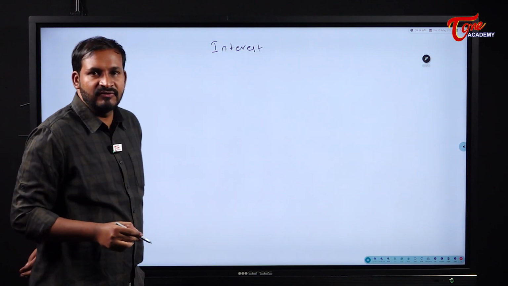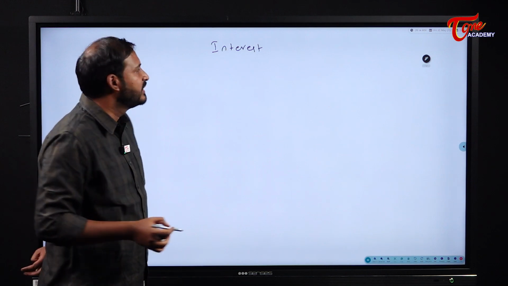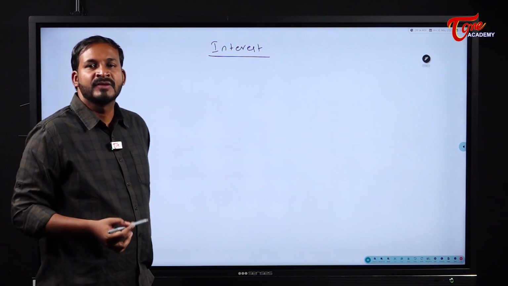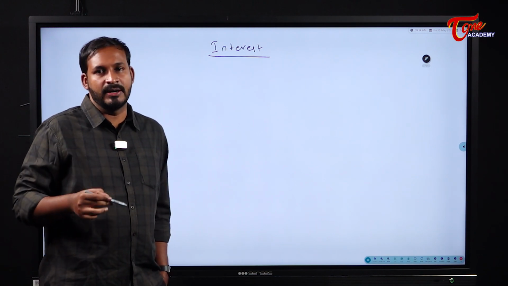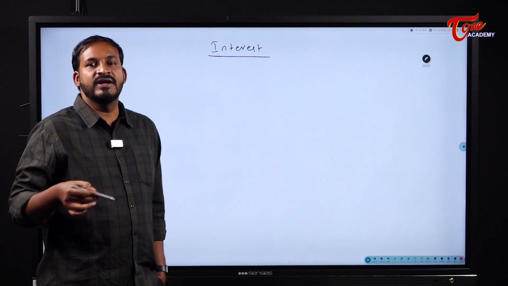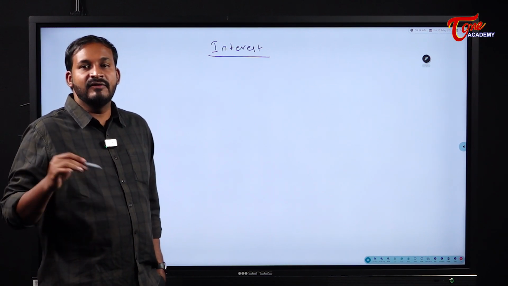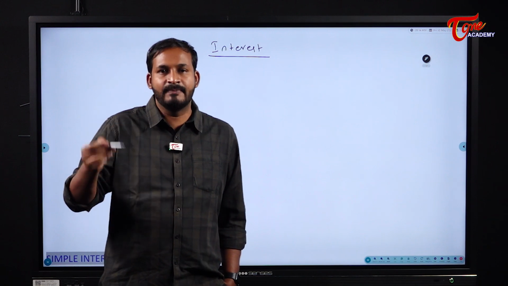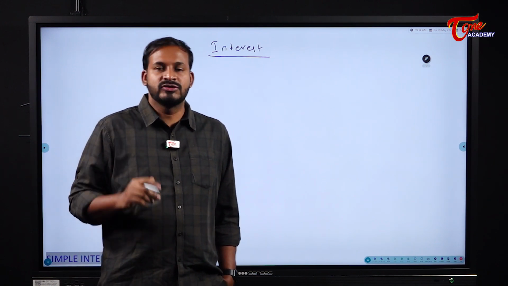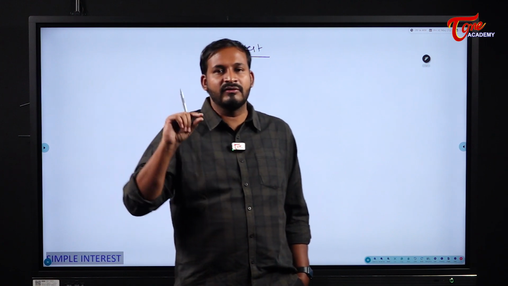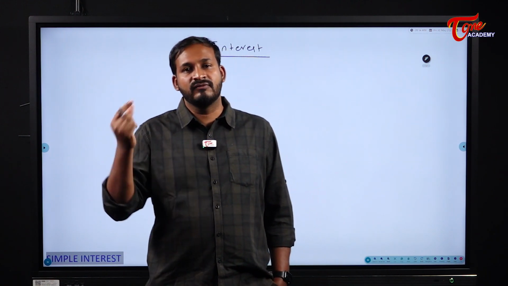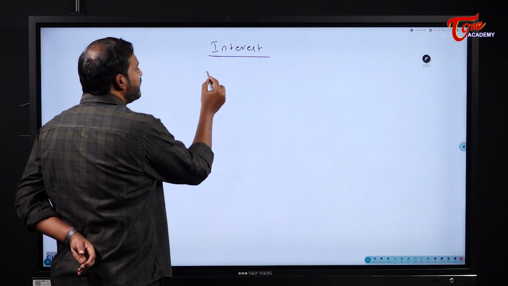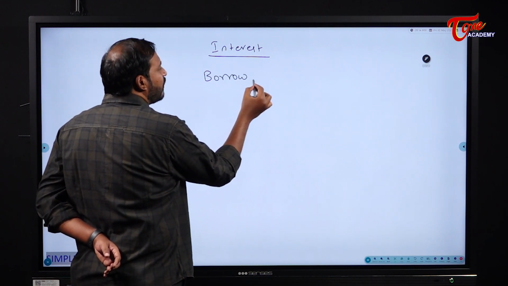By seeing this word interest, what we can understand, students? When we borrow some money from a bank or a person, and when we repay it, will we pay the same amount or will we pay with some additional amount? Definitely we will pay back with some more amount. That additional amount, the money which you are paying in excess of what you have borrowed, is called interest.